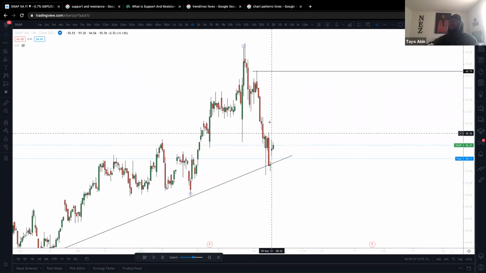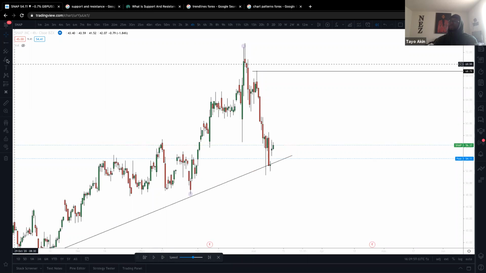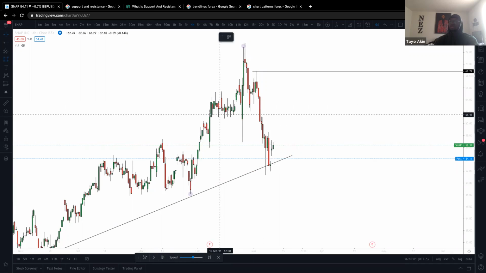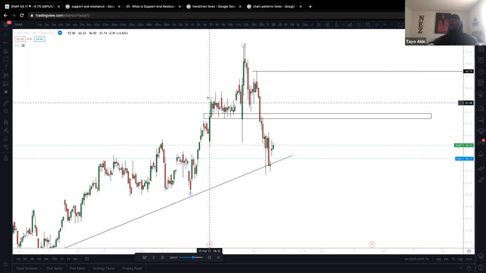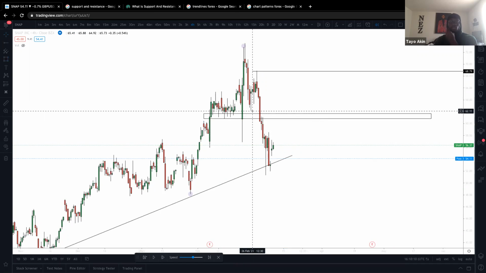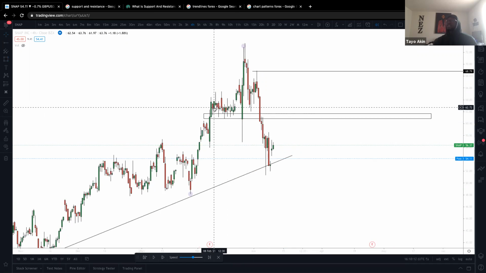So I would have bought here. Let's say I bought 2 contracts. I'll take my first target right there because that's the rejection zone. You see how price rejected several times right there? That's basically where price rejected several times. So that's a rejection zone.